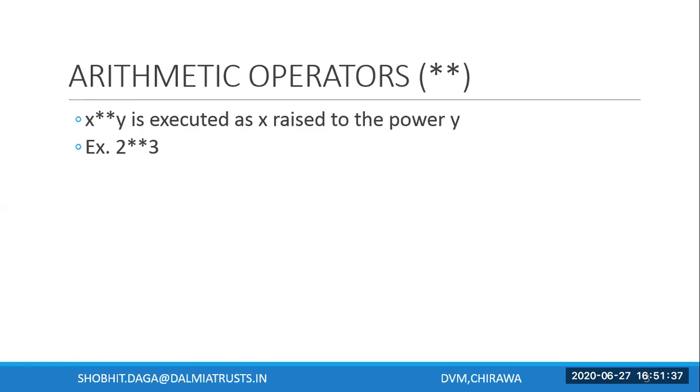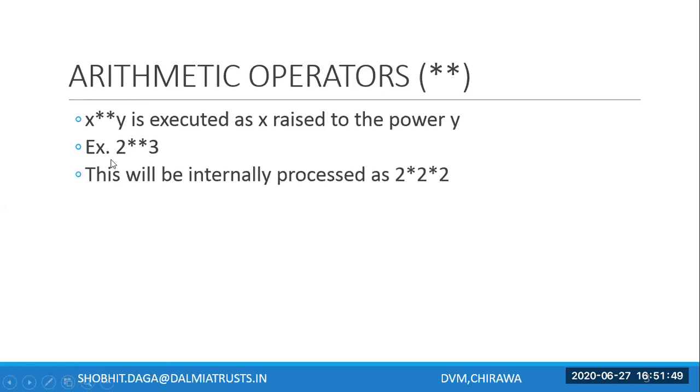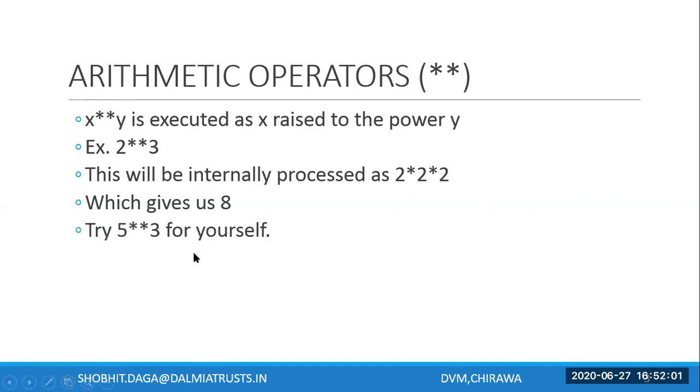For example, we are talking about 2 raised to the power 3. It can be considered as 2 multiplied by itself 3 times. So it is nothing but 2 into 2 into 2, which gives us our answer as 8. You can always try it out for yourself. Try 5 raised to the power 3, which will give you 5 into 5 into 5. The answer for this is 125.